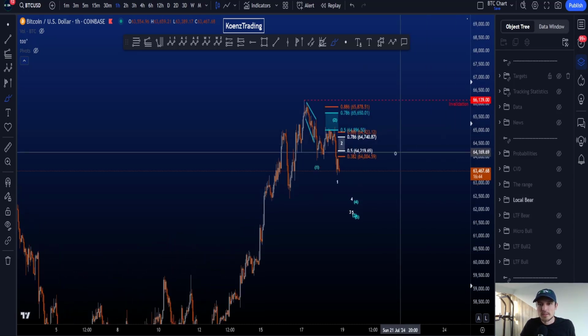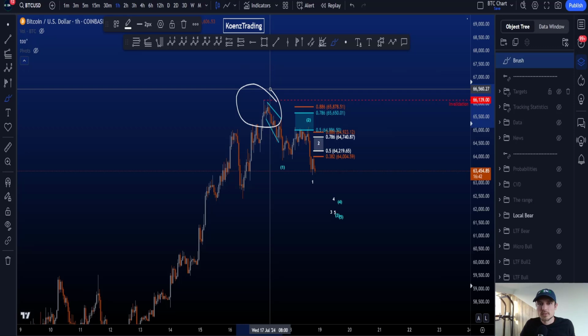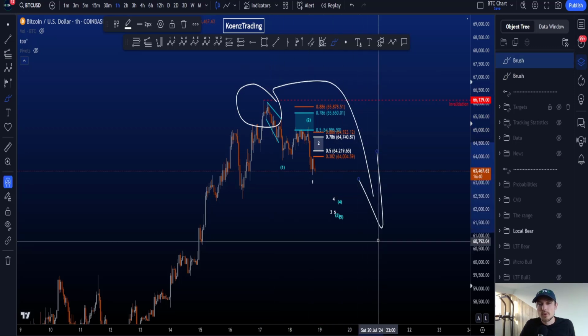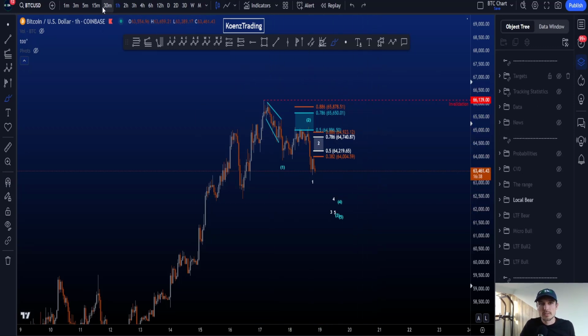Now, if you then look at the most bearish scenario, then after a wave C, you're going to be looking for price to move impulsively towards the downside.